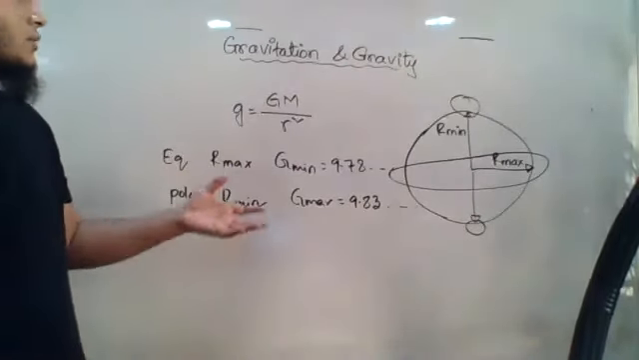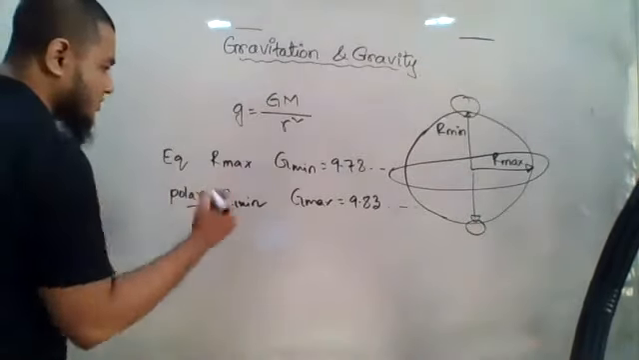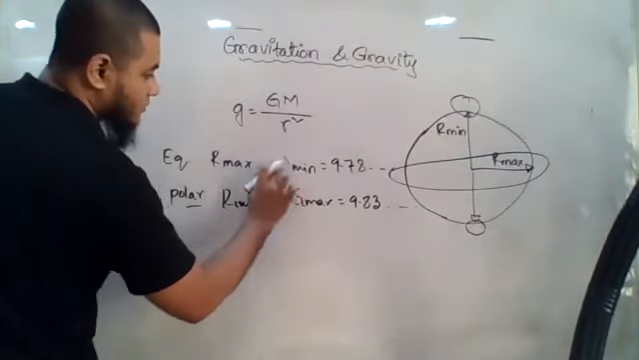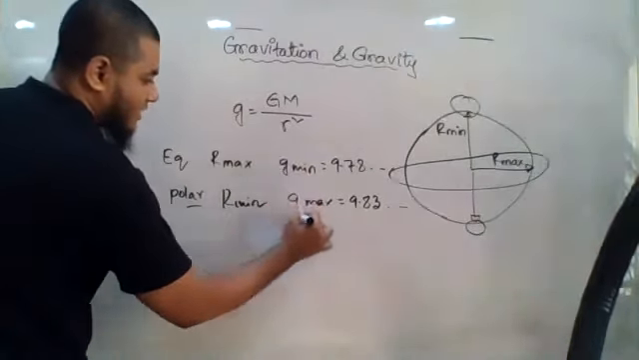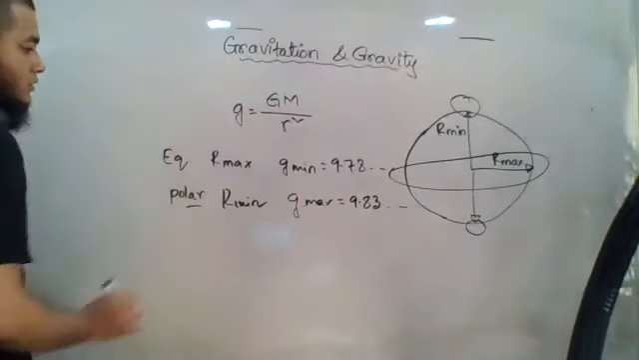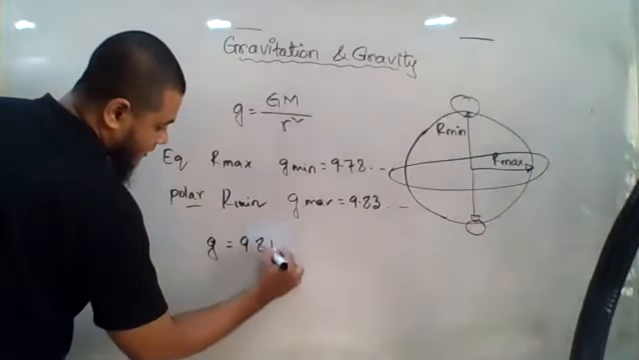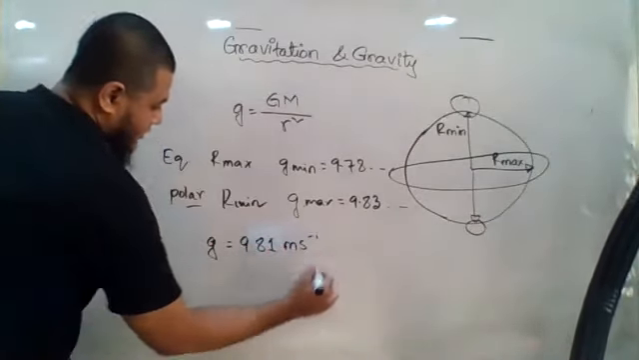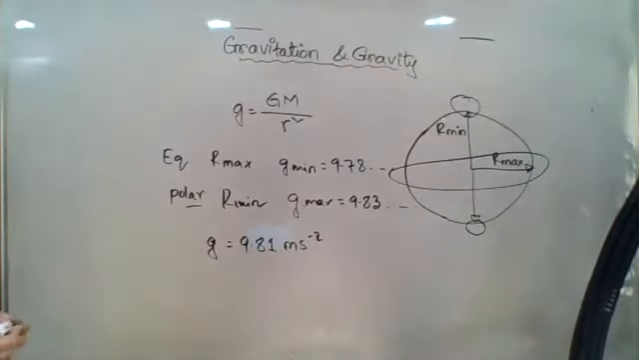That is why we considered an average value of this g. Oh sorry, it will not be capital G, it will be small g, because capital G represents the gravitational constant, and this is acceleration due to gravity. So the value of g that is taken as constant is 9.81 meter per second square.